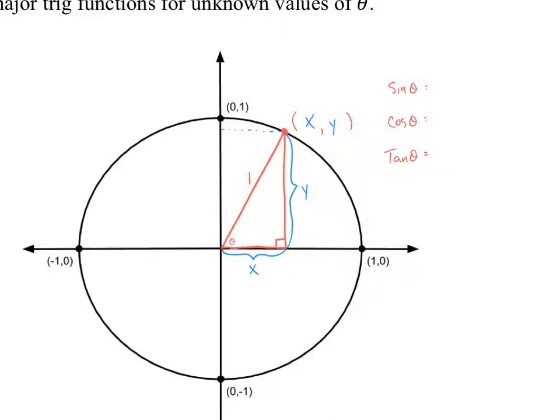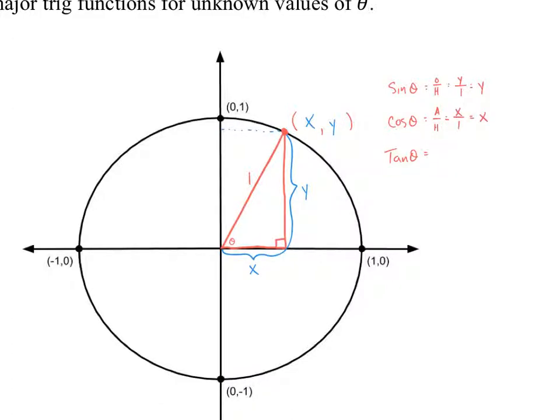So sine of theta, well, sine is opposite over hypotenuse. And if we're at theta, that means that the opposite side is y, and the hypotenuse is 1. So that means that sine is going to be whatever your y coordinate is over 1, or just y. So sine is whatever y is in quadrant 1. Cosine is going to be the adjacent side over the hypotenuse. And in this case, that's going to be whatever the x coordinate is over 1, or x.